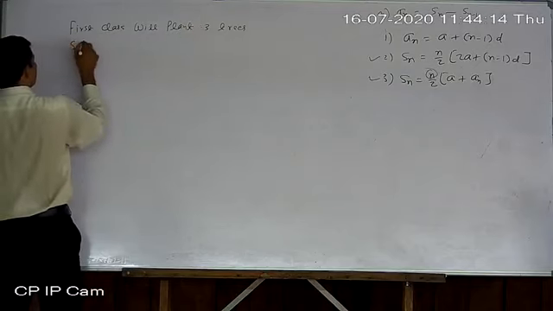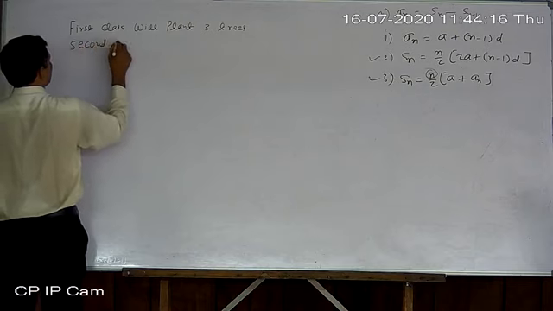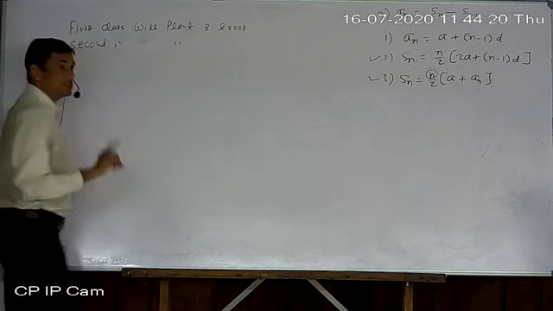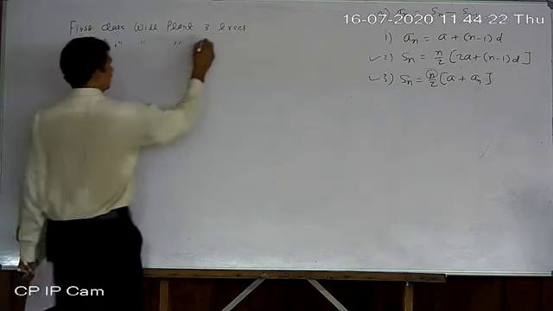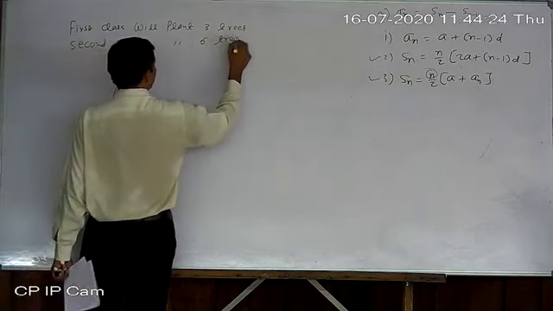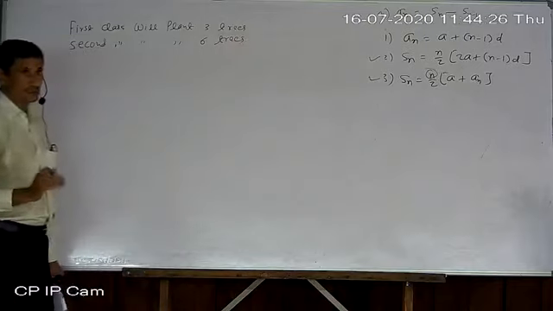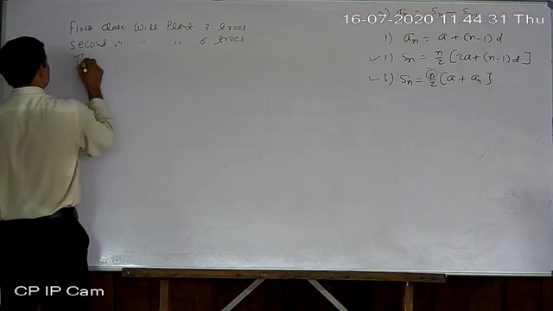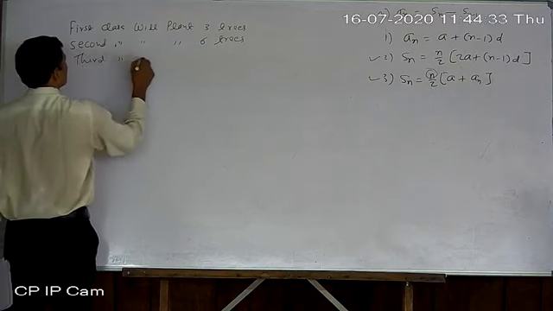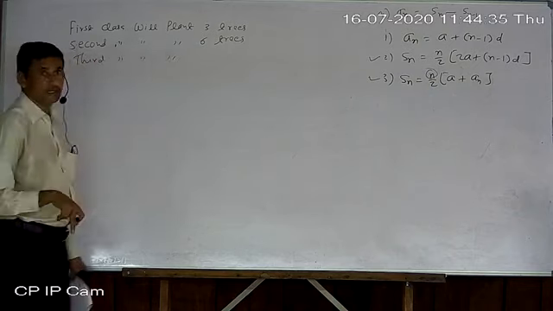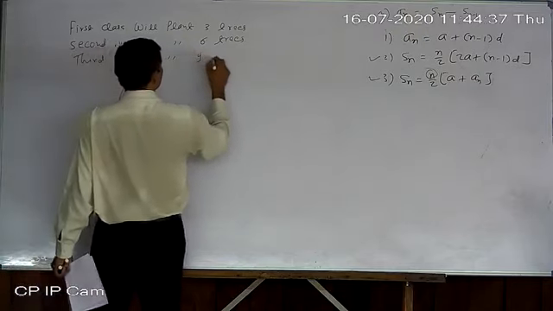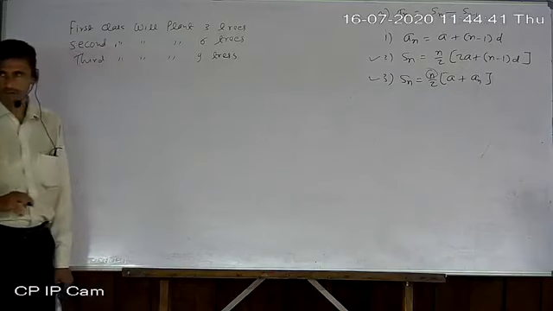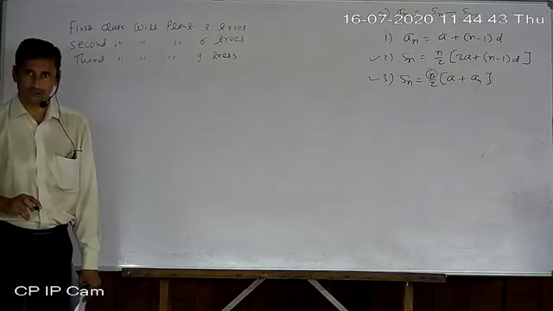Likewise, second class will plant how many? 2 3s are 6 trees. Why? Each section has 2 trees. Total 3 sections, so 2 3s are 6. Likewise, third class will plant 3 3s are 9. Why? Because each section will plant 3. So total 3 sections.